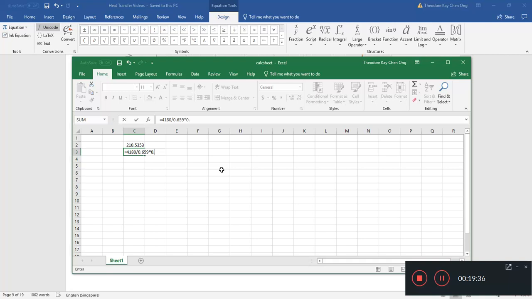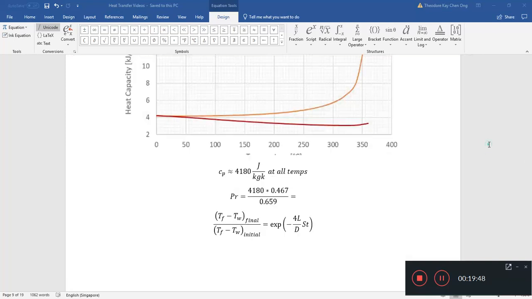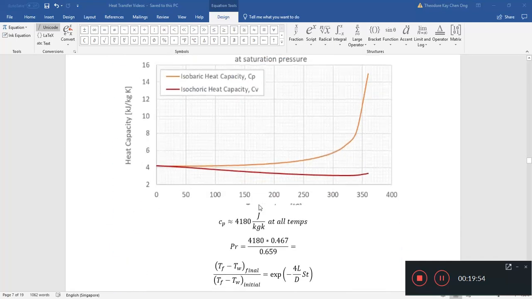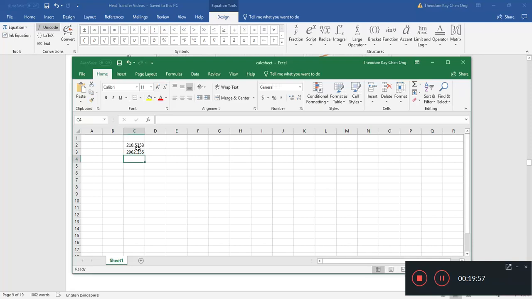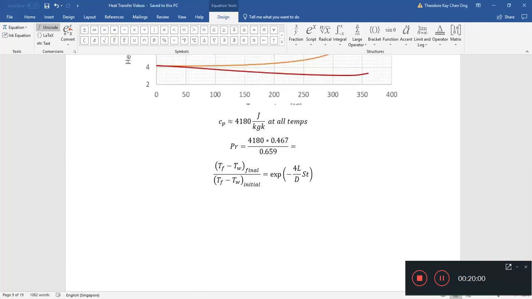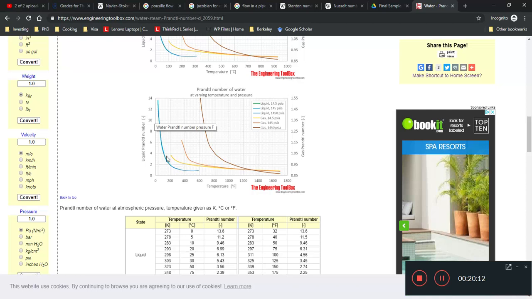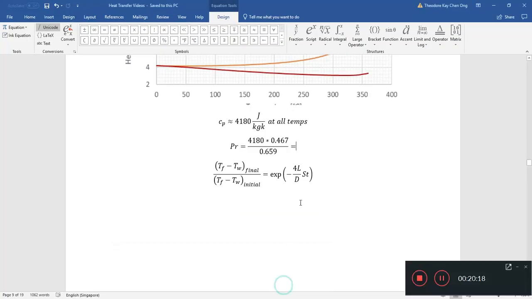0.659 times 0.467. Prandtl number of 2000 plus. But we actually saw that our Prandtl number was about 7 for water. So we found that our Prandtl number was excessively high. 2000 plus, which doesn't actually make sense at all. If you actually look online, our Prandtl number should only vary between like 13.6 all the way to 1. You see in this graph, it doesn't ever go to the thousands. So this is a sanity check. As an engineer, you must always have this.